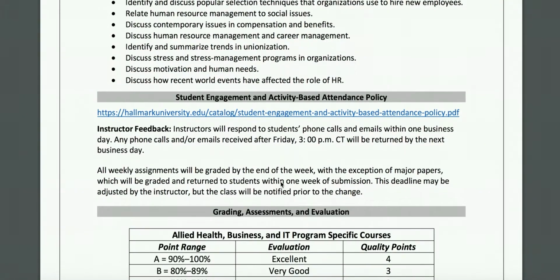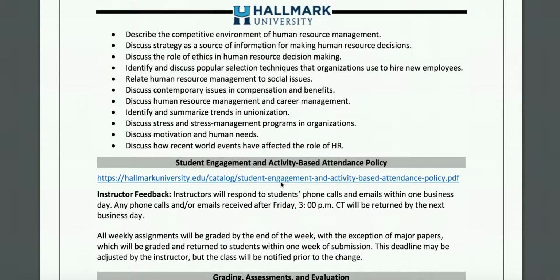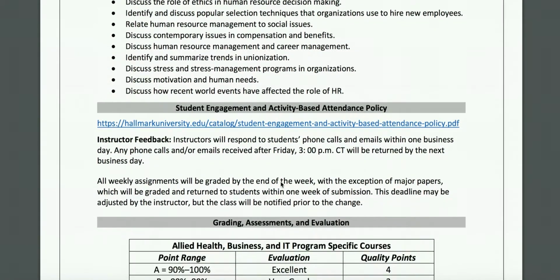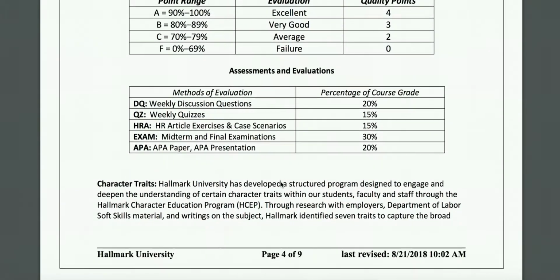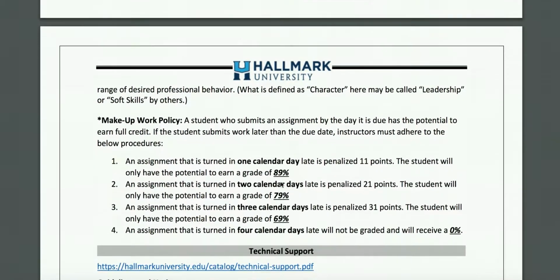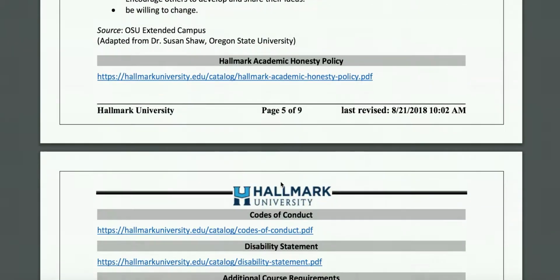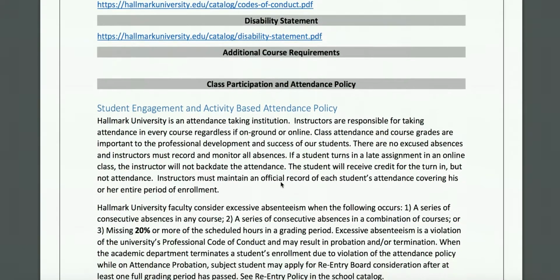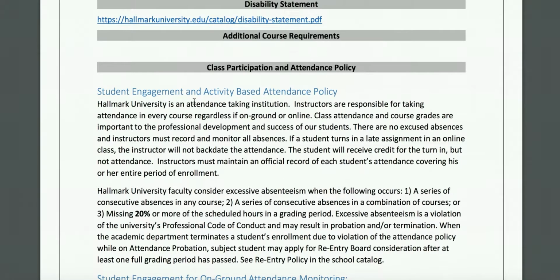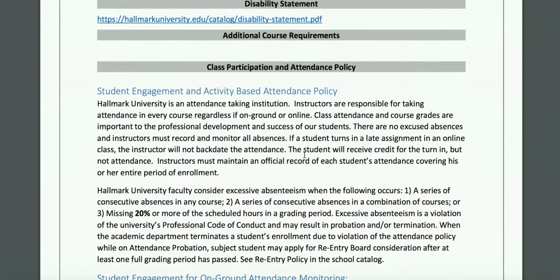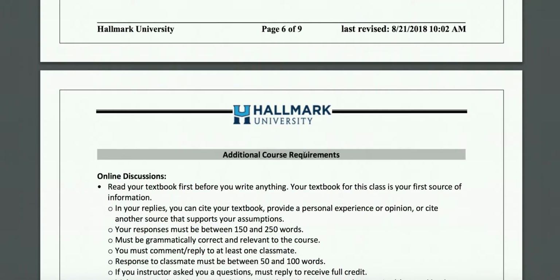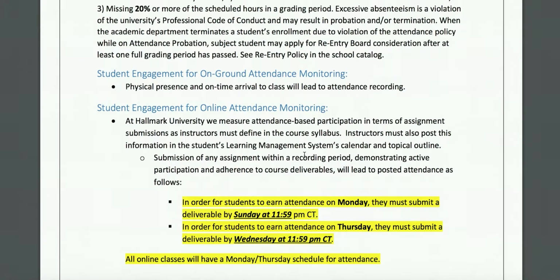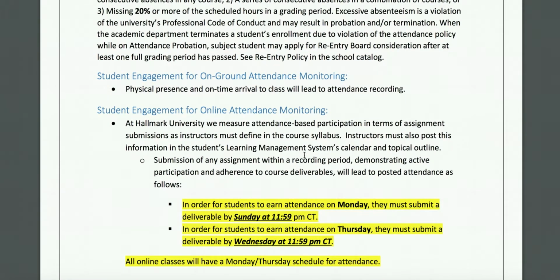Going on down, there's links to all of the policies on here, including the attendance. I am teaching this class on the ground and online, so it explains the difference between the two as far as student engagement and activity-based attendance policy. It talks about those that are online and those that are on the ground. If you are in my class, there's only a few of you that are, you're expected to show up for class.